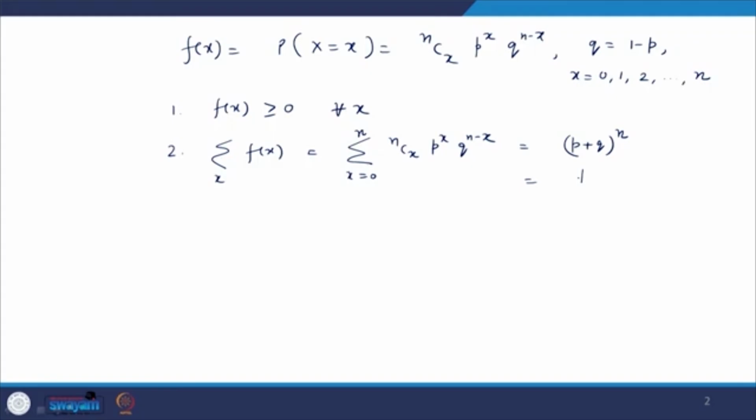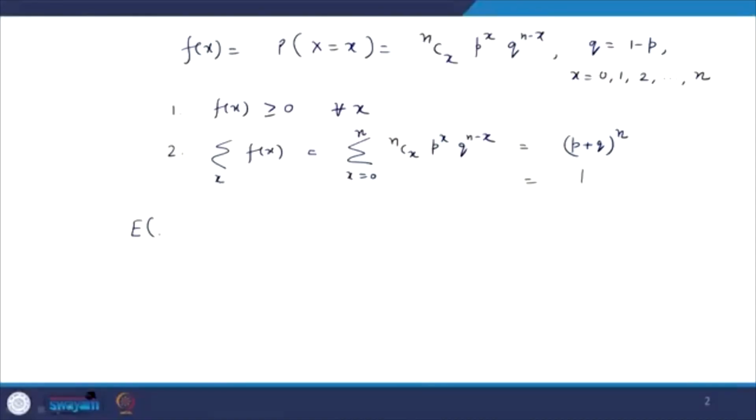How can we find the expectation of this random variable x, and how can we find the variance? So, if you want to find the expectation of x, the expectation of random variable x, that will be the summation of x f(x), x varying from 0 to n. So, this is nothing but the summation with x from 0 to n.